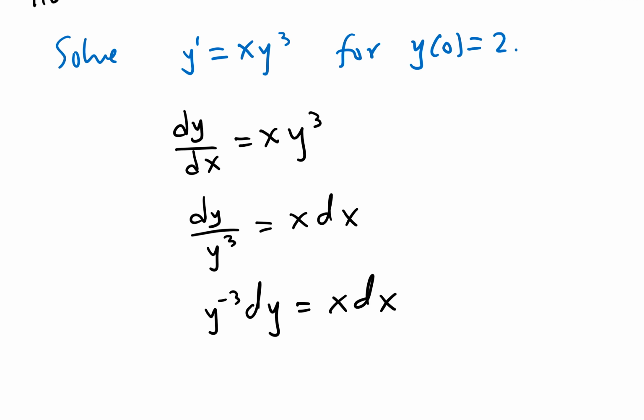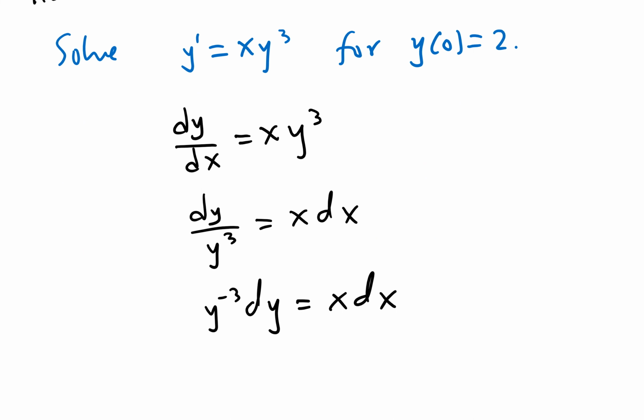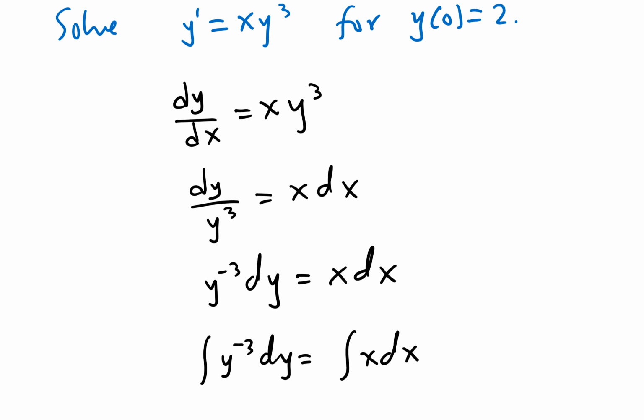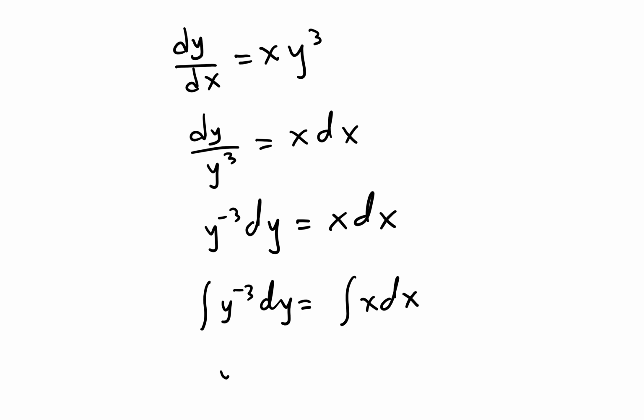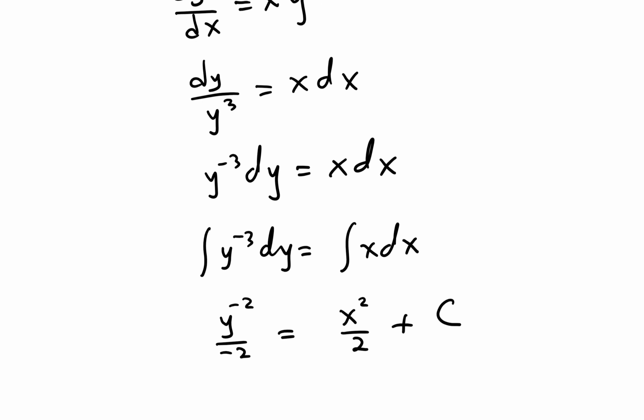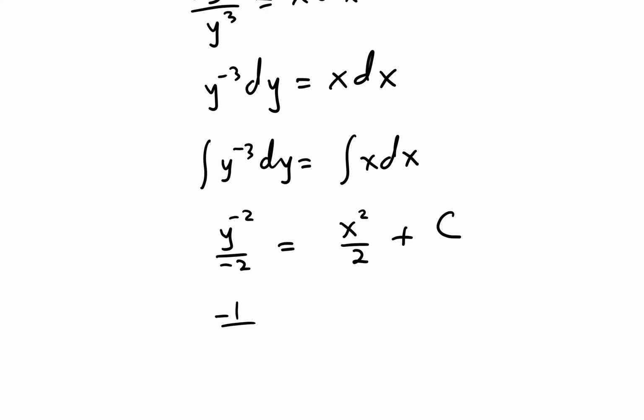Why did we do that? Now it's ready to be integrated. So when I integrate this side, I integrate the other side. What do we get here? That's y to the negative 2 over negative 2. This is x squared over 2, and then you can put the plus c there. You can put c over 2, whatever you like. And we don't like to see negative exponents, so bring that down. Keep this the same.